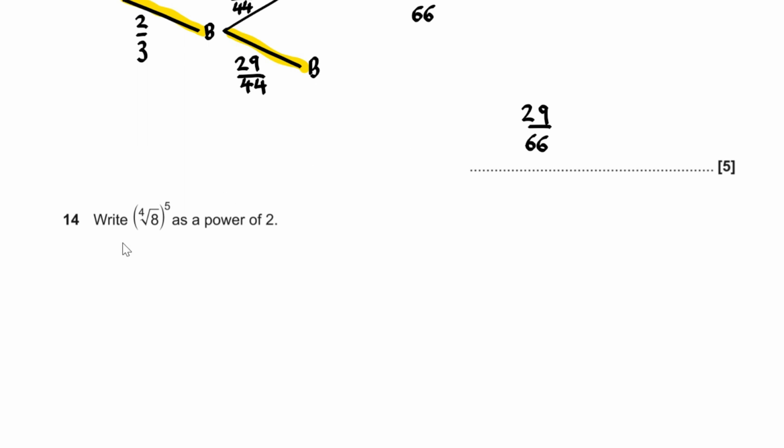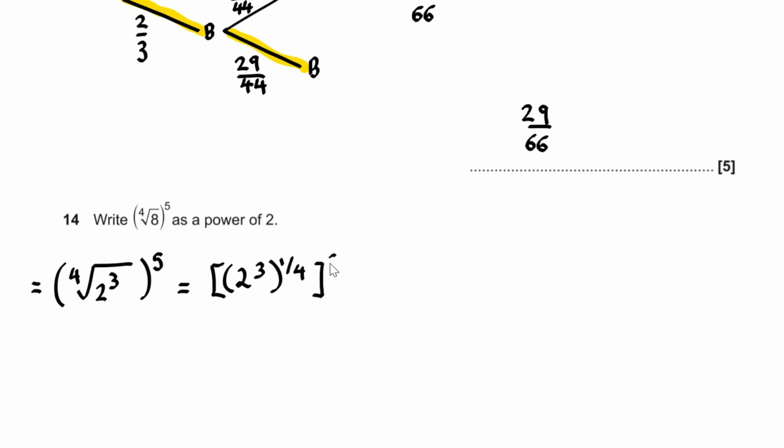Question number 14. We have to write the 4th root of 8 to the power of 5 as the power of 2. Well, we know already 8 is the same as 2 cubed. So we've got 2 cubed and then the 4th root of this raised to the power of 5. Now, raising something to the power of a quarter is the same as 4th rooting something. So we have 2 to the power of 3 to the power of 1/4 to the power of 5.